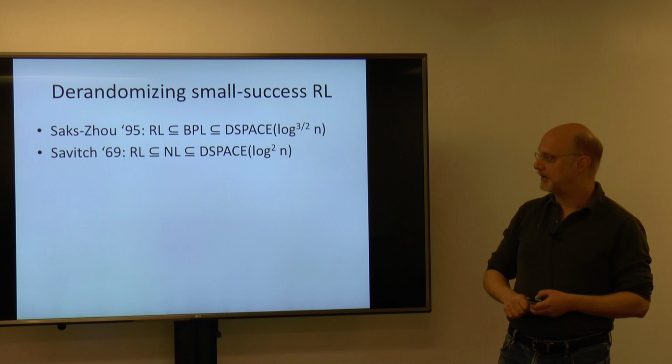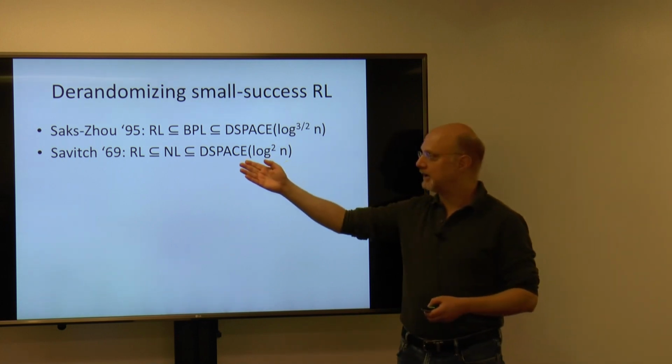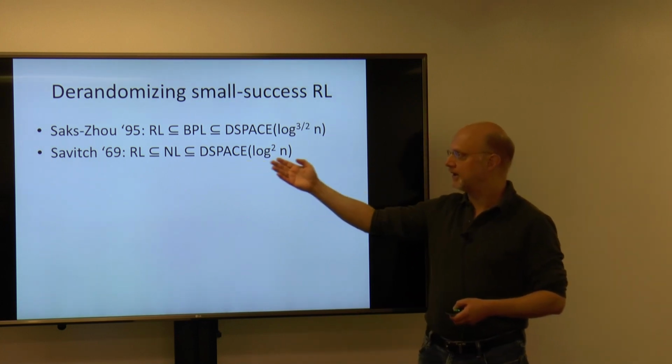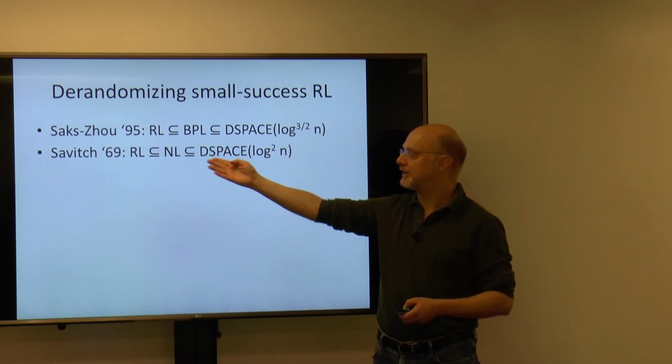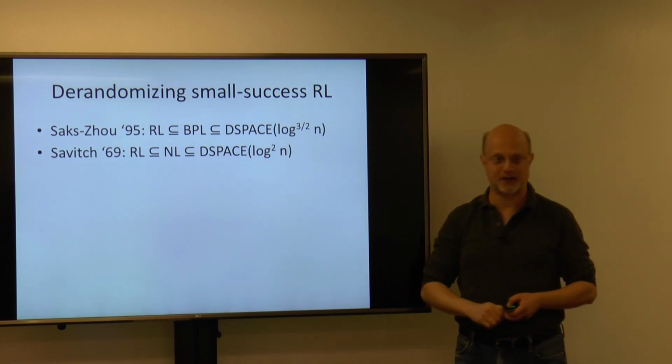Another extreme example, which is much older, is Savitch's theorem that says that RL, in fact NL, is contained in deterministic space log squared n.